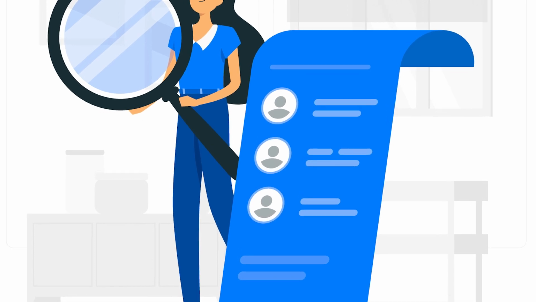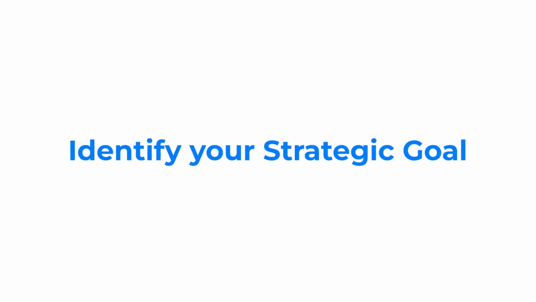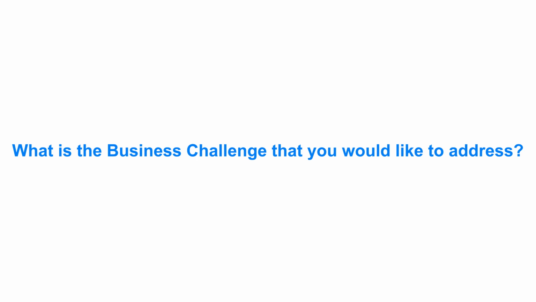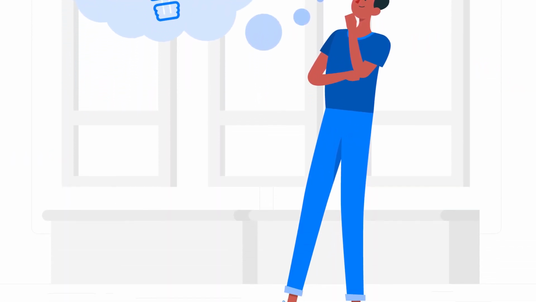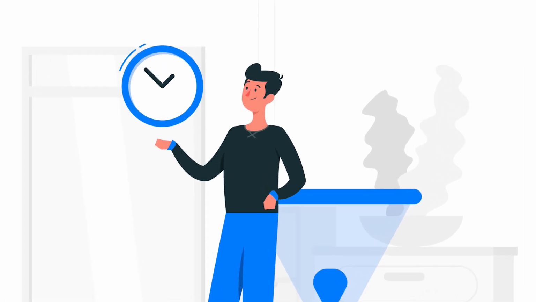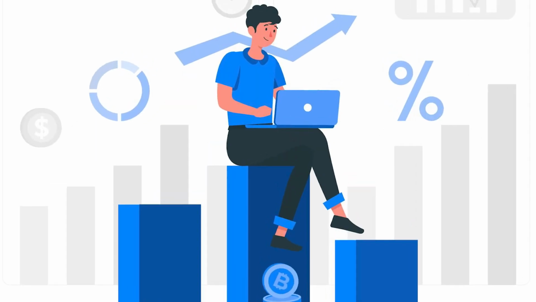Now I'll be walking you through the process of structuring your data strategy and explaining how I would go about it. You would start off by identifying what your strategic goal is. What is a business challenge that you would like to address? Capture this, and once you've done this, you want to identify the measures of success. If I use data to help me with this, how is this boosting my performance? How is this helping me be more successful as a business?